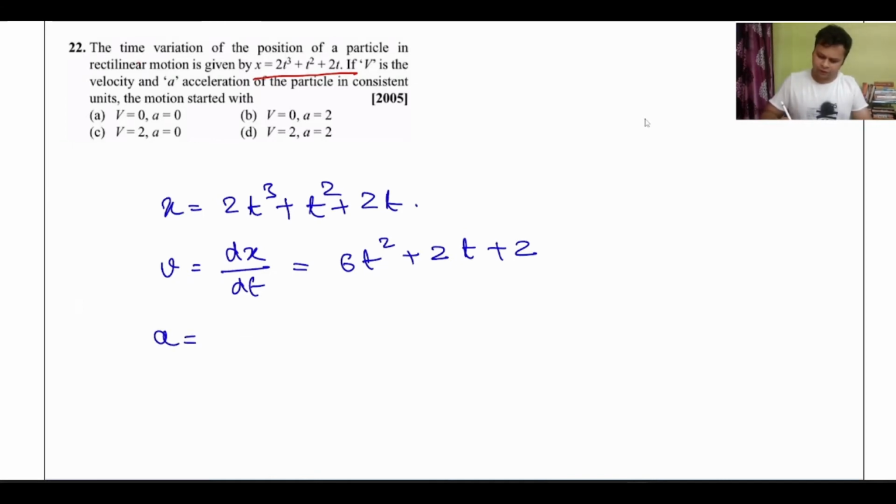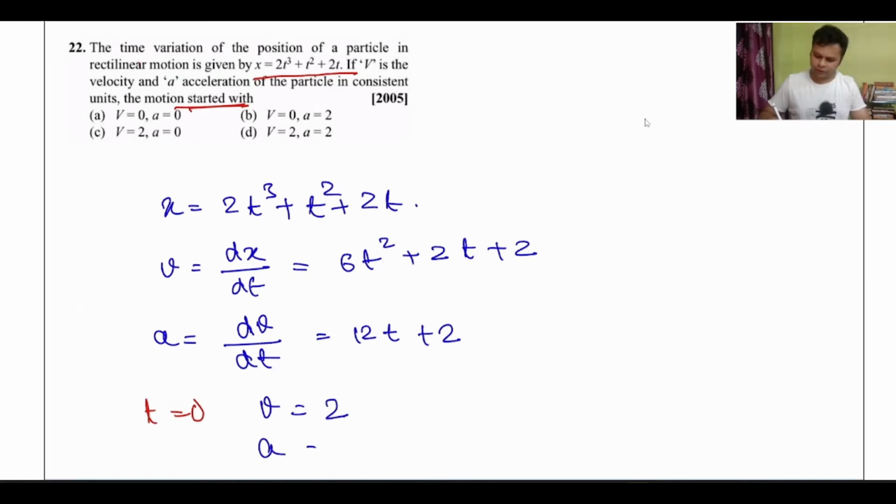The equation for acceleration is the rate of change of velocity. We differentiate velocity, then we get acceleration. This is equal to 12t plus 2. So simply substitute t equal to 0, because the motion started means at time t equal to 0. What will be the velocity if you put 0? It will be 2. Acceleration at t equal to 0 is 2. The answer is 2, 2. Option D.